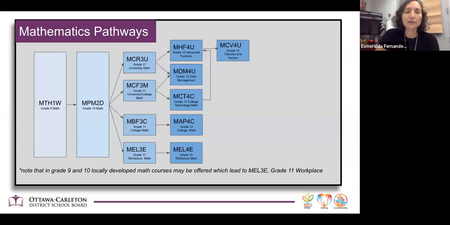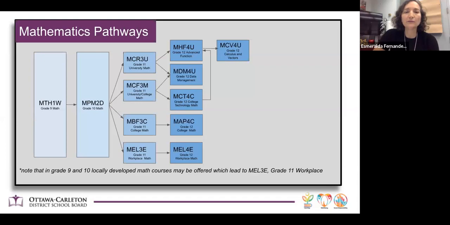If it has a U attached to it, then that would be a university level course, meaning that for the MCR3U, the MHF4U, and the MCV4U, that would be a very heavy math load at university. The 3M, which is a university college grade 11 course, can also lead into the university data management course and also the technology math course in grade 12.